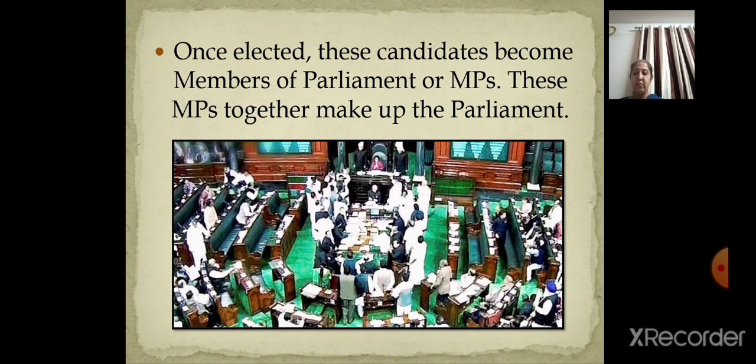The candidates who contest elections usually belong to different political parties. They are not from one party but from different parties. And once elected, these candidates become the members of parliament, that is called MPs. So what is MPs? MPs means the members of parliament. And these MPs, that is these members of parliament, together make up the parliament.